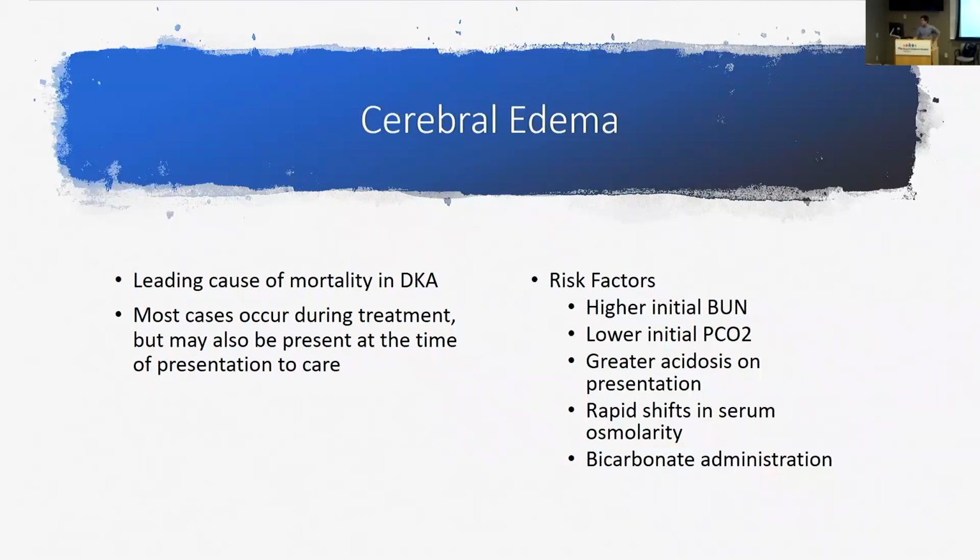So really the first three here, higher BUN, lower PCO2, and greater acidosis on presentation, are really just markers for severity of illness. So it's not that any one of those factors itself is contributing to the risk for cerebral edema, but they're really just markers for how severe your presentation is. And then the other things that are risk factors are rapid shifts in serum osmolarity and bicarb administration. And then there are some sources that will also list age as a risk factor, with younger patients being at higher risk, but that hasn't really been borne out in the data.